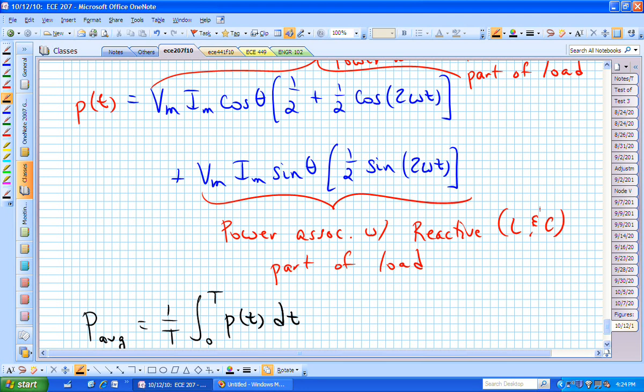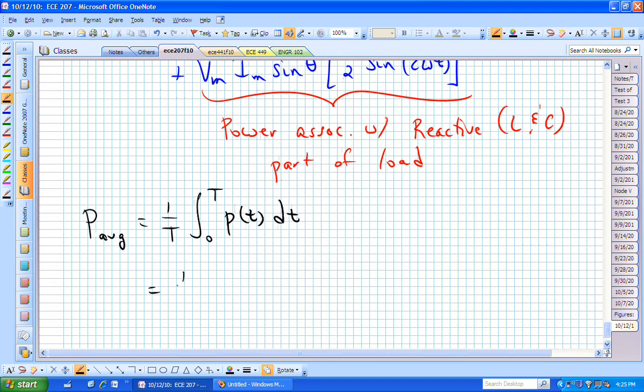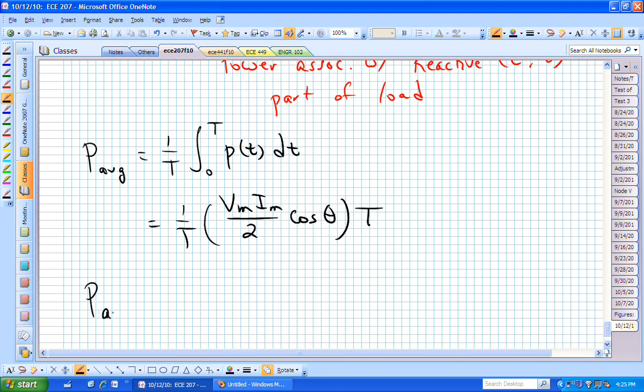Cosine theta and sine theta are just numbers. Those don't make it oscillate. The parts that make it oscillate are the 2 omega t pieces. This is actually going to simplify down to just the constant piece times the integral over which I'm integrating, which is one period, capital T. The average power now for a general load is simply V sub m I sub m over 2 times the cosine of theta.